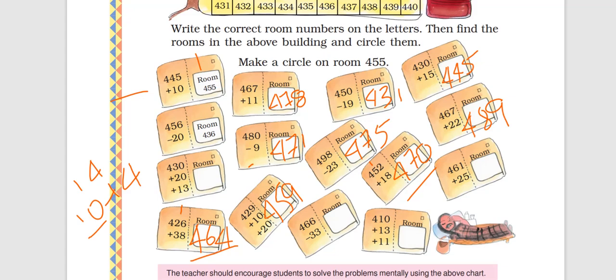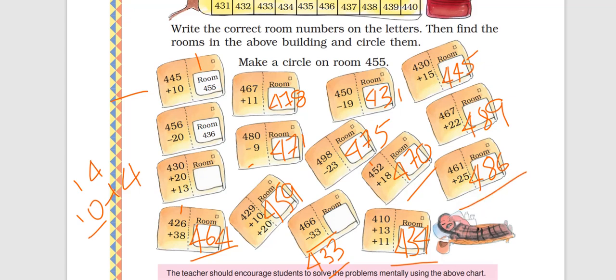459. Another one. 466 minus 33. 6 minus 3 ones is 3. Again, 6 minus 3 tens is 3 tens, and 4 minus 0 hundreds is 4 hundreds. 433. 410 plus 13 plus 11. 0 plus 3 plus 1 ones is 4 ones. 1 plus 1 plus 1 tens is 3 tens, and 4 hundreds. 434. Last one is 461 plus 25. 1 plus 5 ones is 6 ones. 6 plus 2 tens is 8 tens, and 4 plus 0 hundreds is 4. 486.